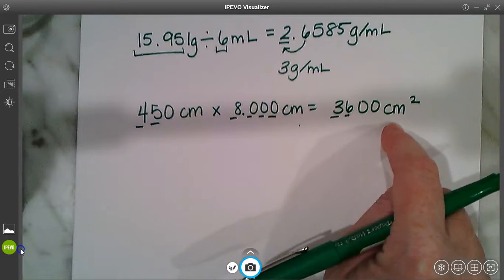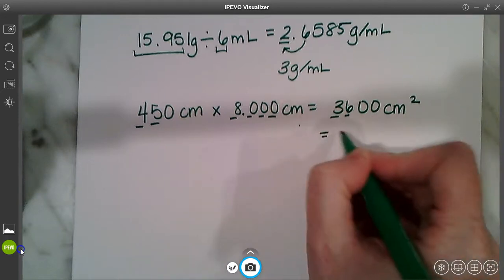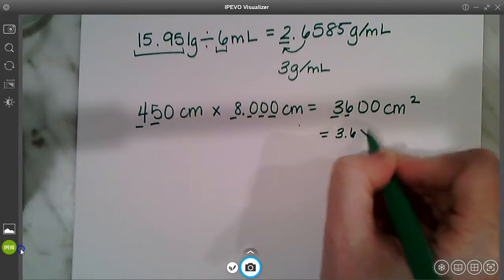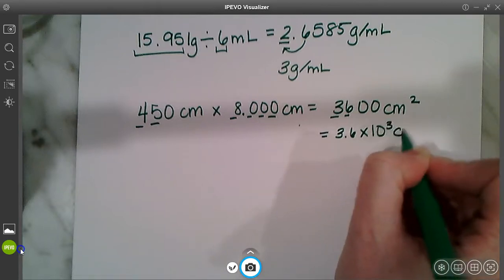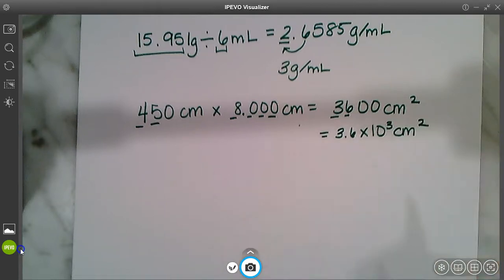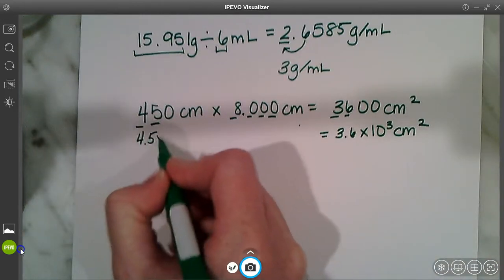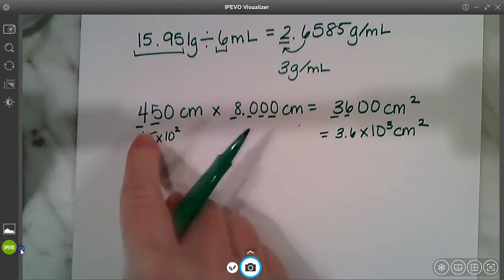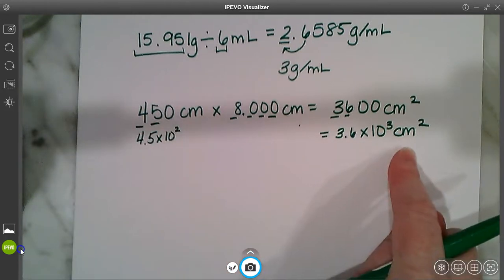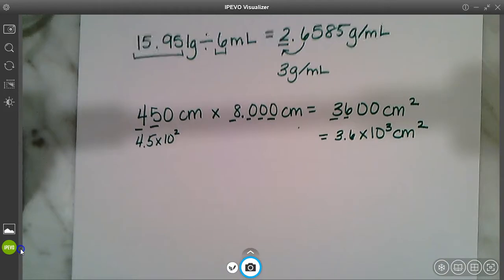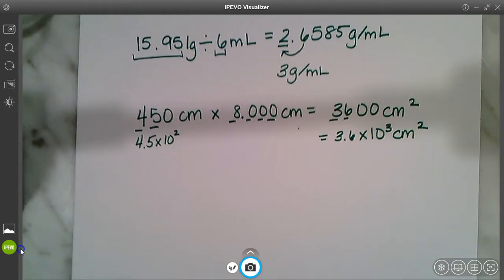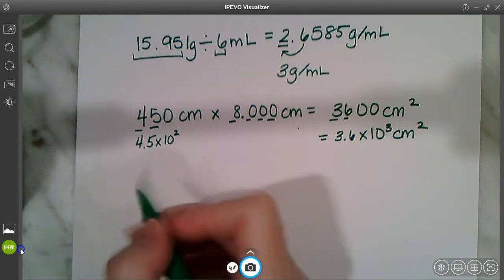change this at all. If I wanted to, I could put this in scientific notation, make it 3.6 times 10 to the third centimeters squared. If your problem initially had this in scientific notation, like say this is 5.4 times 10 to the second instead, then you would definitely want scientific notation at the end. Also, if your number gets significantly bigger or significantly smaller, I would go ahead and pop that into scientific notation.